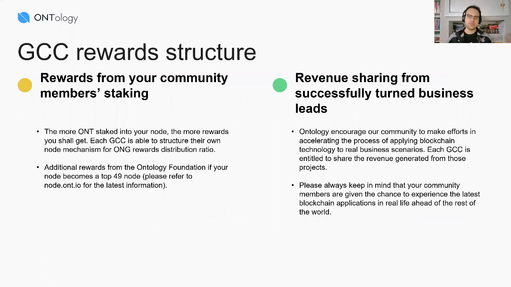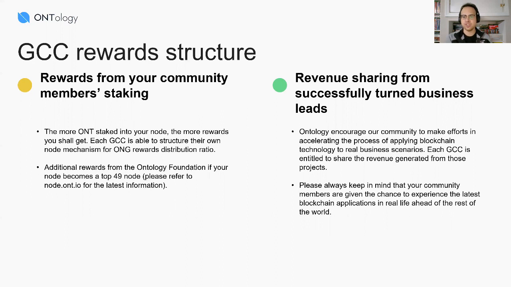And then like we mentioned, with the two types of rewards put together, the more ONT that's staked by the foundation, the more rewards the individual node gets. We structure the rewards mechanism differently for each node, custom tailored to each node, so that it's ideally optimized for them. And then there's even more: the bigger the node gets, there are opportunities for even more rewards from the foundation.